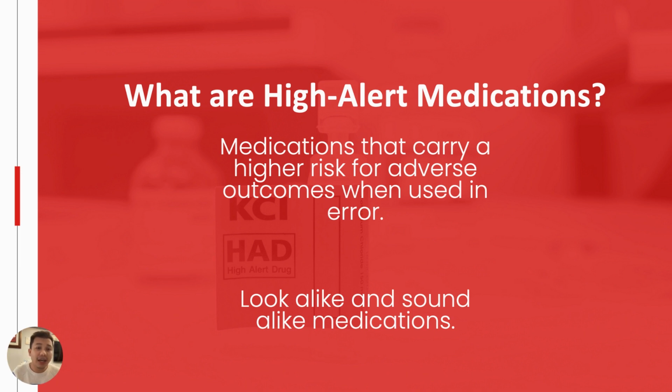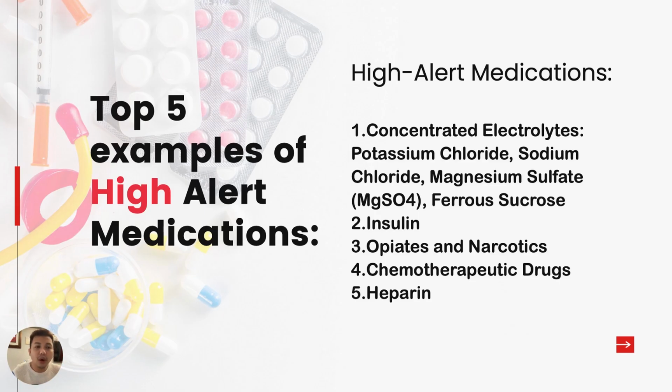So what are high alert medications? These are medications that carry a higher risk for adverse outcomes when used in error, including look alike and sound alike medications. What are our top 5 examples of high alert medications? Number 1 is concentrated electrolytes: potassium chloride, sodium chloride, magnesium sulfate, ferrous sucrose. These can cause arrhythmias and can lead to cardiac arrest.